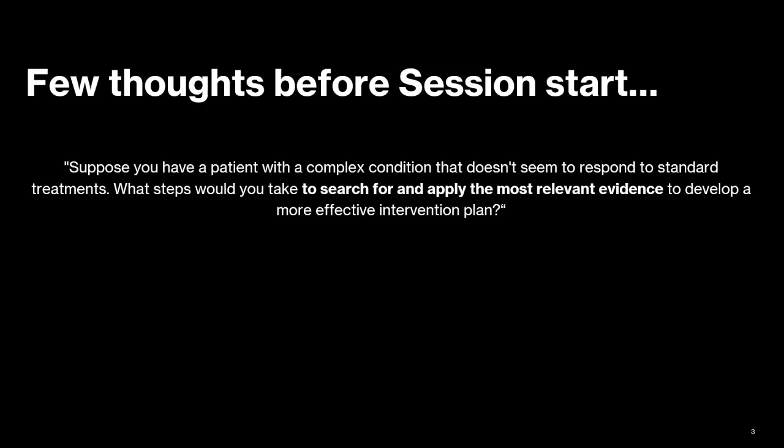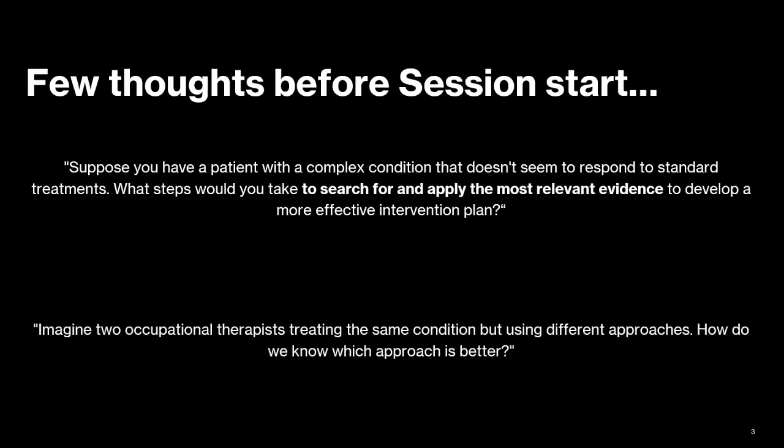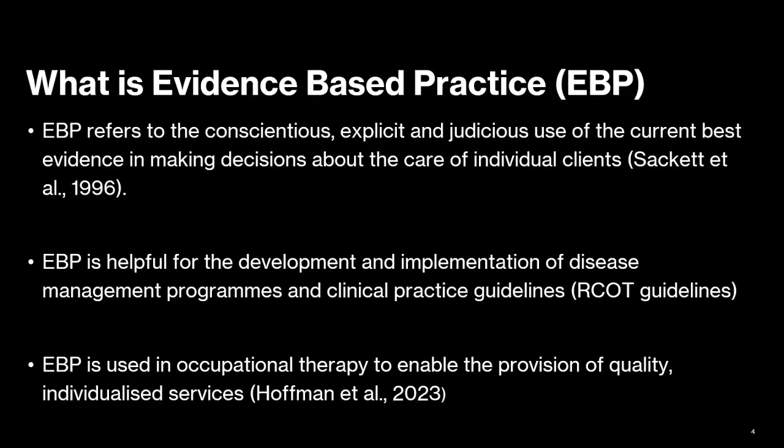Suppose you have a patient with a complex condition that doesn't seem to respond to standard treatment. What steps would you take to search for and apply the most relevant evidence to develop a more effective intervention plan? Then the second question: imagine two occupational therapists treating the same condition but using different approaches. How would we know which approach is better? If you are uncertain about these answers, then I believe this section is for you.